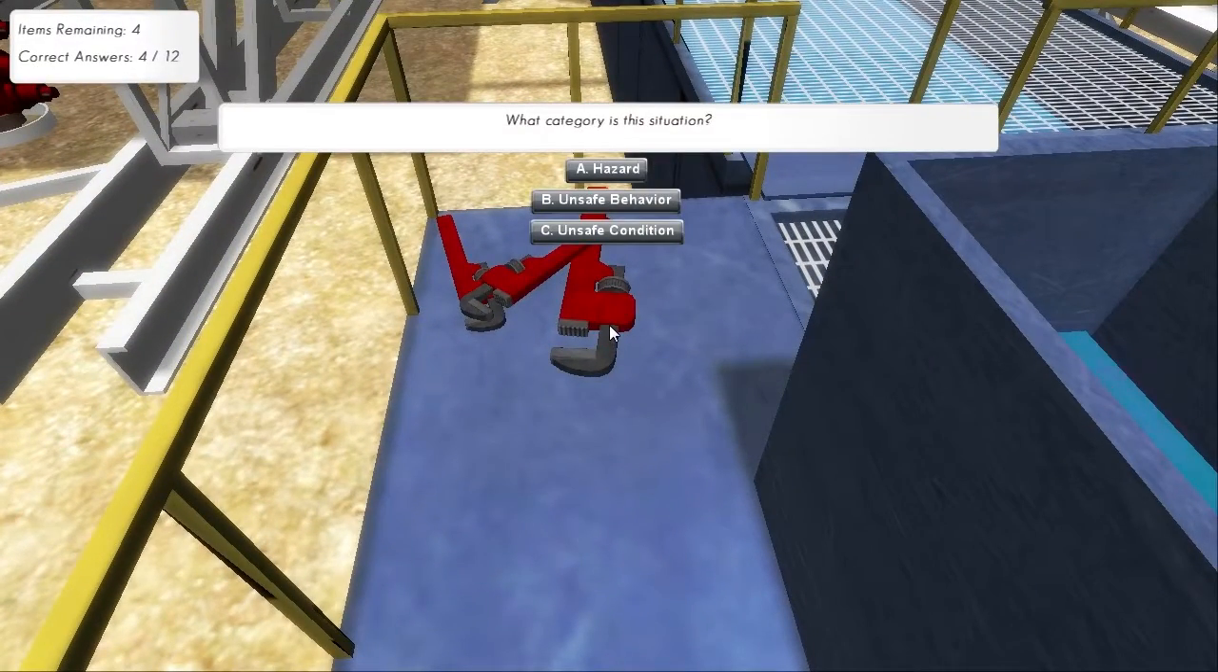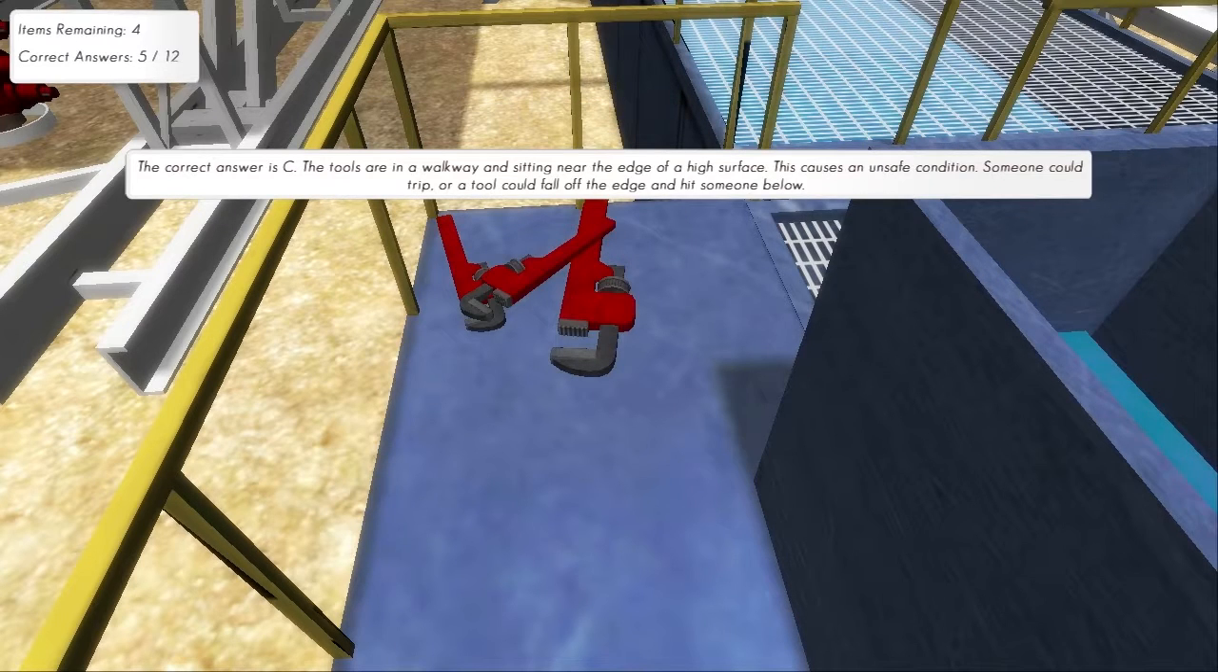What category is this situation? A. Hazard. The correct answer is C. The tools are in the walkway and sitting near the edge of a high surface. This causes an unsafe condition. Someone could trip or a tool could fall off the edge and hit someone below.